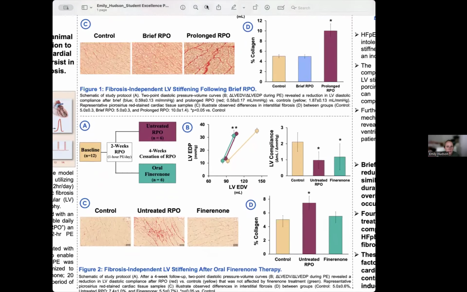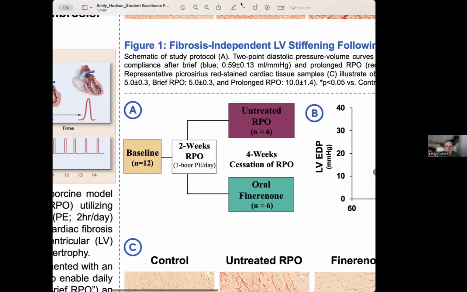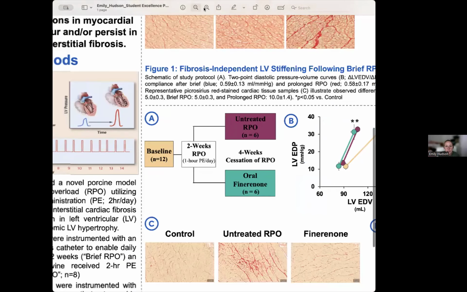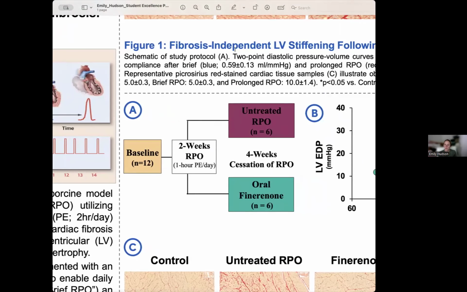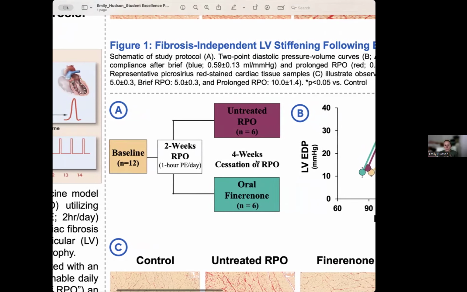So in our next study, we wanted to understand if we can reverse fibrosis after it's already there, and how that is going to change the overall ventricular compliance. For this study, we subjected all the animals to 2 weeks of RPO. So they're all going to have that increase in interstitial fibrosis and the increase in stiffness that we've been seeing. And then over a 4 week follow-up period, they're going to receive either no treatment or a placebo or an oral antifibrotic drug called finerenone.